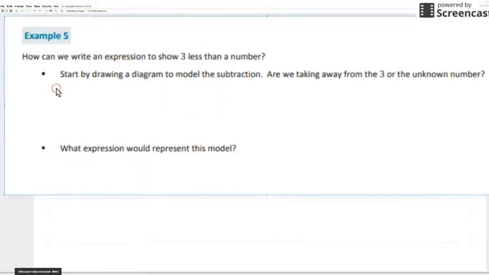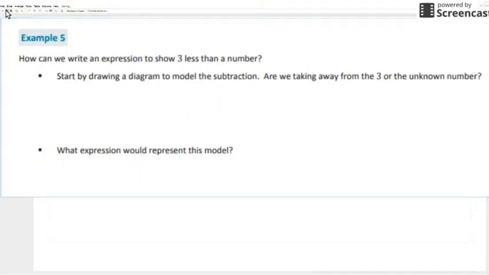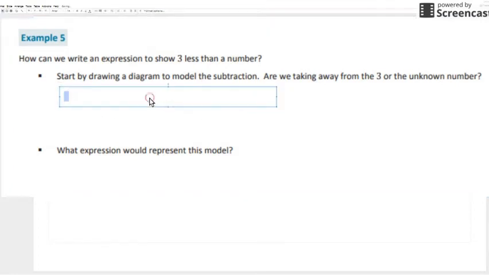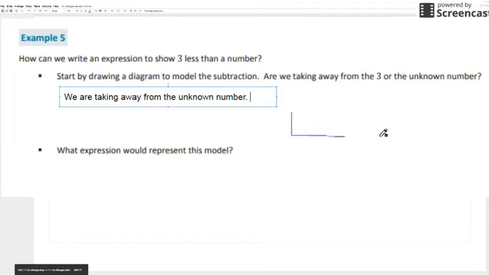Oops, I didn't grab the text part. So what are we taking away from? We are taking away from the unknown, or the second number, or the variable, I guess would be another way of saying it. Unknown number, and this of course is called a variable. So if we look at this, I'm just going to simply draw. We're going to write a box here. This represents the unknown. We're going to call this n.